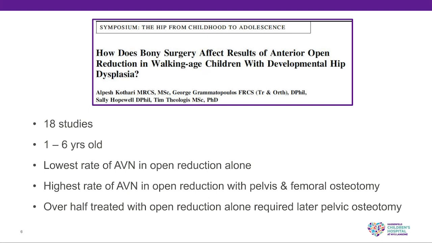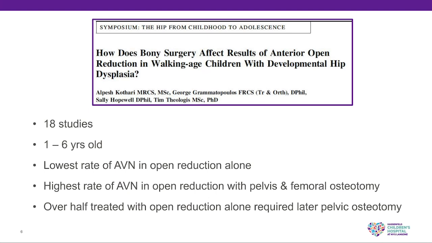And how do we know if we should add a pelvic procedure or if we will need to add one later on, as I was just talking about in the case of closed reduction? So this is an analysis that looked at a number of studies with children that underwent open reduction between 1 and 6 years old. And what they found was half of the patients that were treated with open reduction alone later went on to need a pelvic osteotomy for residual acetabular dysplasia.